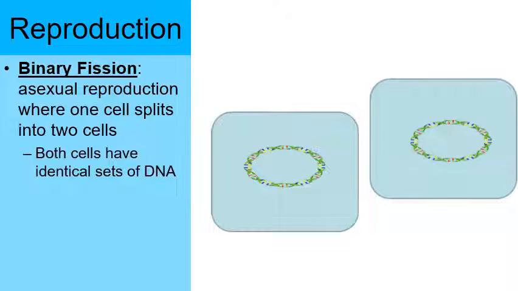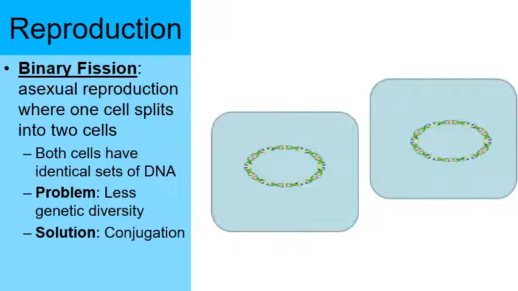And so each of these cells are identical in their DNA because in asexual reproduction, you make clones, exact duplicate copies. Now, this is a bit of a problem for them because organisms that reproduce asexually tend to suffer from less genetic diversity. After all, they're exact duplicates. So if something would harm the cell on the left, chances are it would harm the cell on the right. But there's a neat little solution to this. The solution is what we talked about briefly earlier called conjugation.